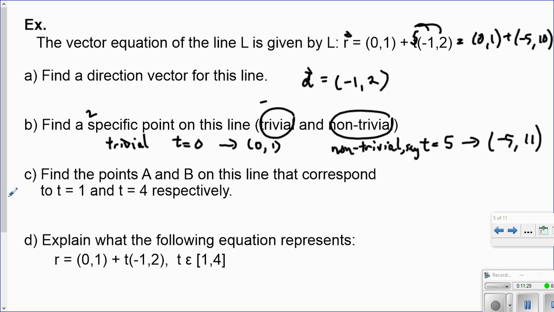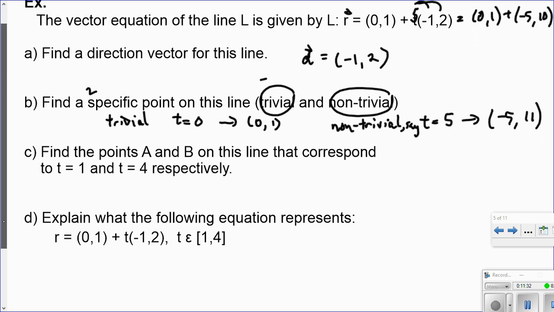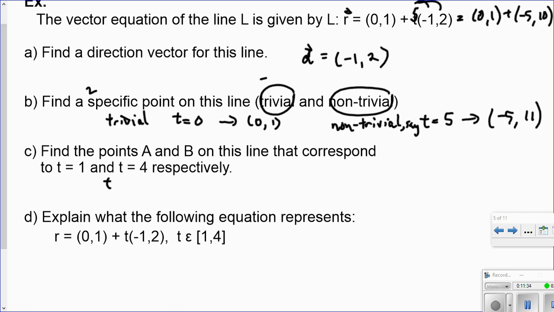Okay, let's find the points A and B respectively so that t corresponds to 1 and 4. So when t equals 1, what's my point? My point A is going to be 0 take away 1 is -1, and 1 plus 2 is 3. And then when t equals 4, that's going to be my point B. So I'm going to go 0, take away 4, it's -4. And if I replace t with 4 in here, 4 times 2 is +8. So my y component is going to be 1 plus 8 is 9.